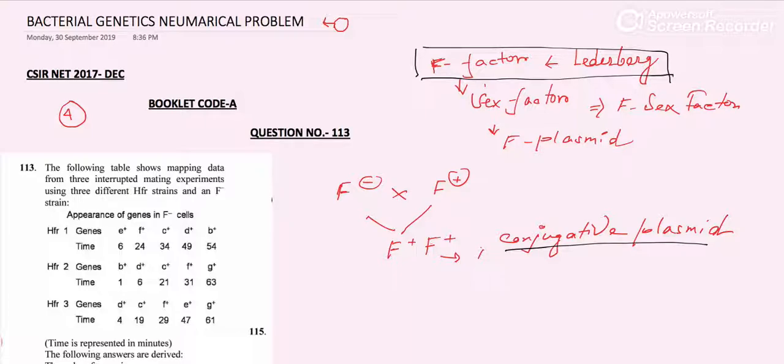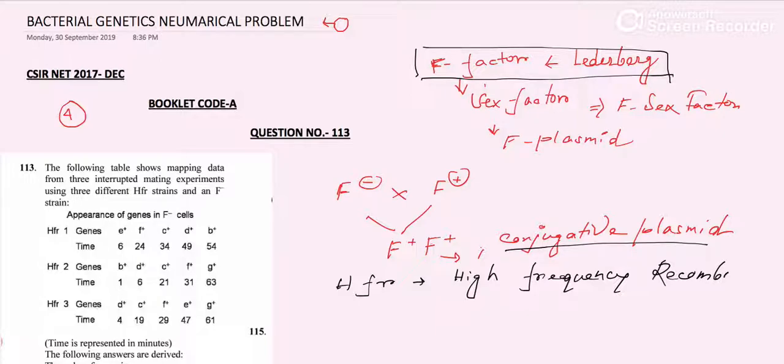Another term we found this year is the Hfr strain. Hfr is nothing but the high frequency recombination strain. These two terms are very necessary, because they are present in the genetics problem.